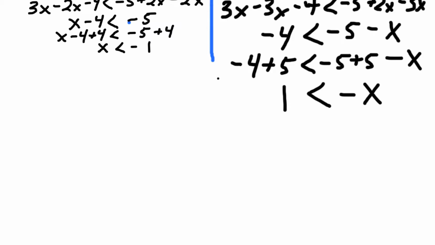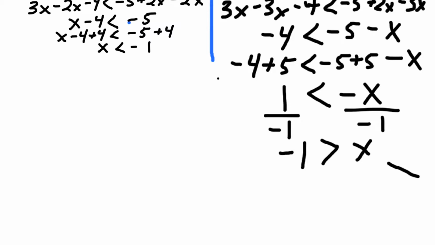Okay, but I don't want to know what negative x is, I want to know what x is. So here I either have to multiply by a negative 1 or divide by negative 1. So this time we'll divide by negative 1. Now because I've done that, I have to switch my inequality sign. So now it becomes negative 1 is greater than x. But if you read it from this direction, you can just switch these around. It's x is less than negative 1.